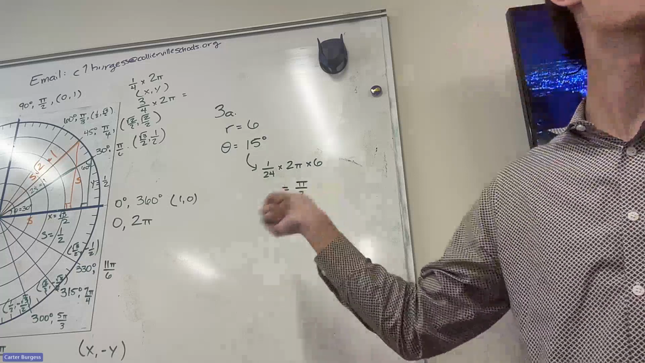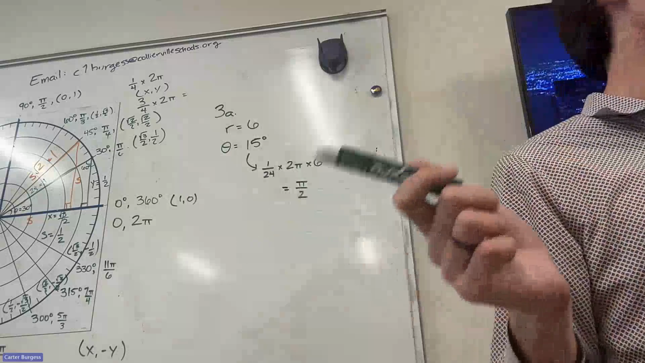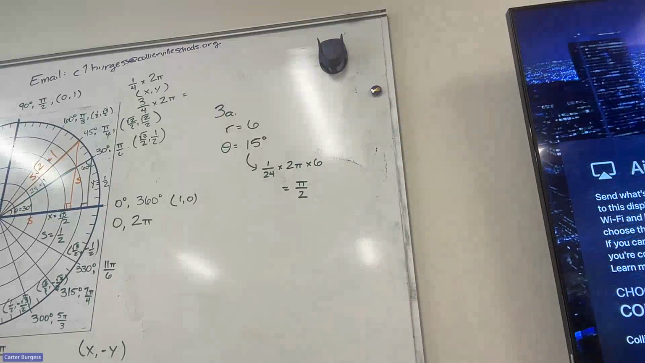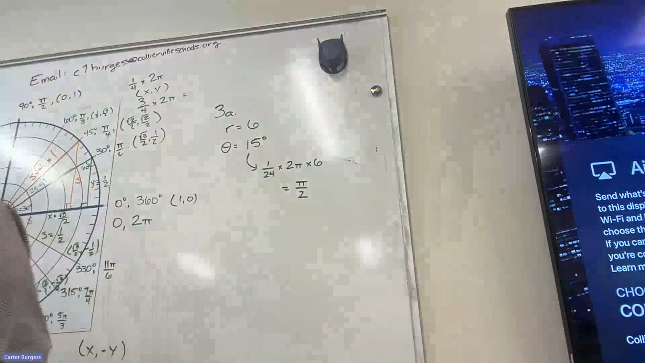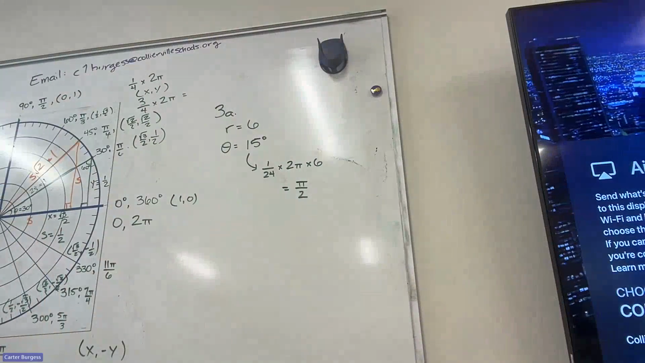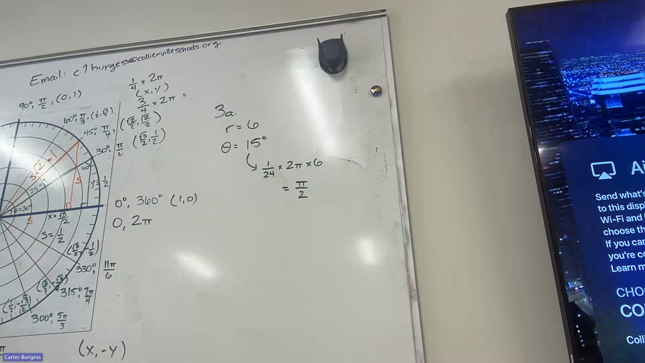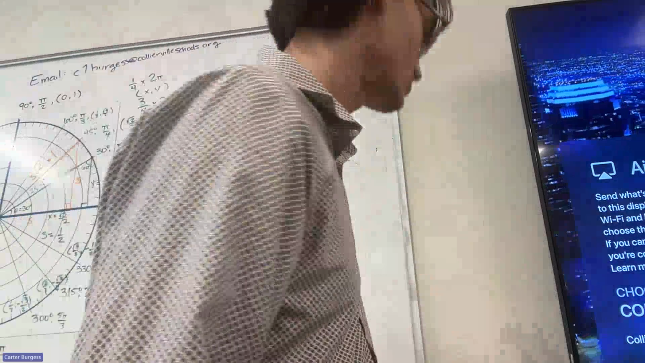Does this correspond to a 90-degree rotation with this circle setup that we have? It's tempting to say yes, because, oh wait, pi over 2. We know pi over 2 is up here. That's 90 degrees. So 15 degrees is equal to 90 degrees. Except that statement doesn't make any sense. And so why then do we see this pi over 2?